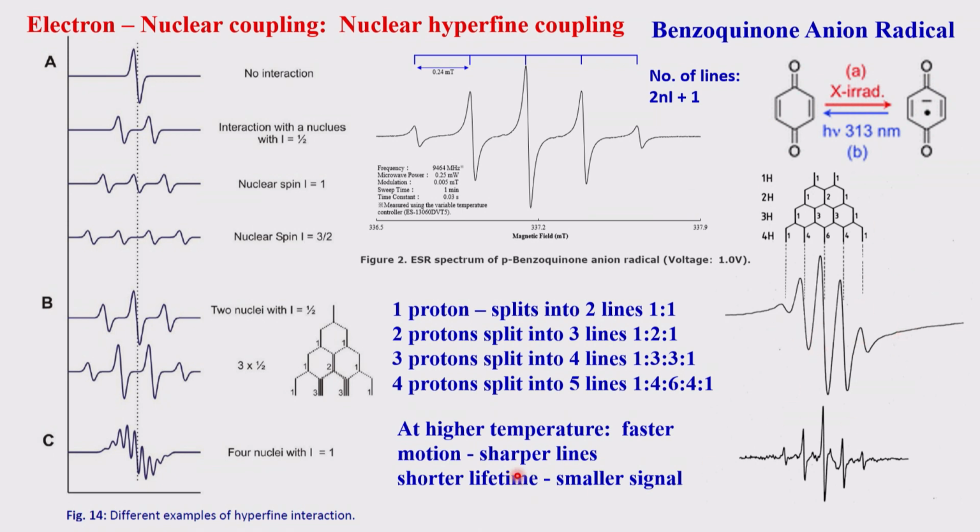If you go to room temperature, to a higher temperature, the lines are sharpened. That is because there is a very fast delocalization taking place, so the lines become very sharp. That is not important at this moment, but I just gave you the information.